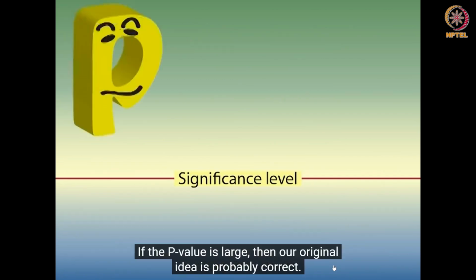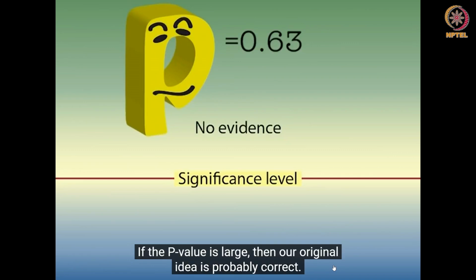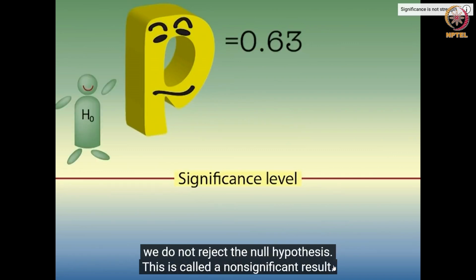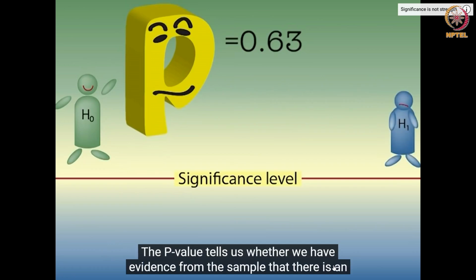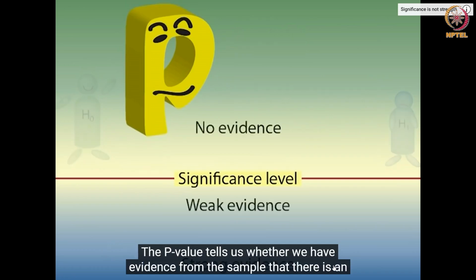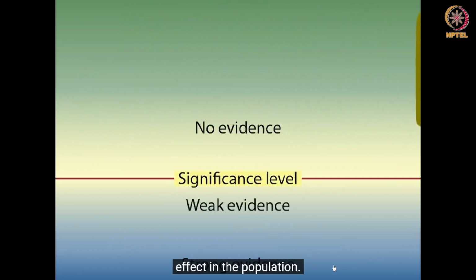If the p-value is large, then our original idea is probably correct. We do not reject the null hypothesis. This is called a non-significant result. The p-value tells us whether we have evidence from the sample that there is an effect in the population.